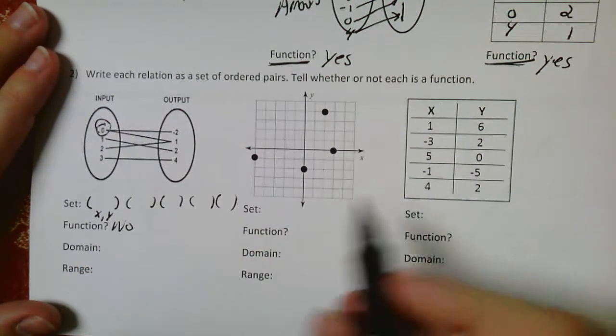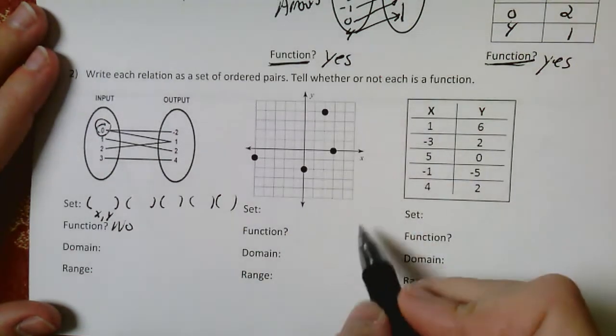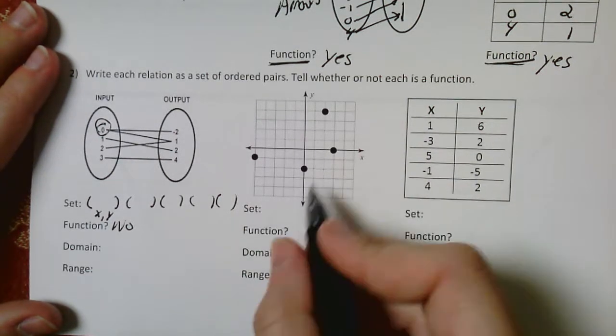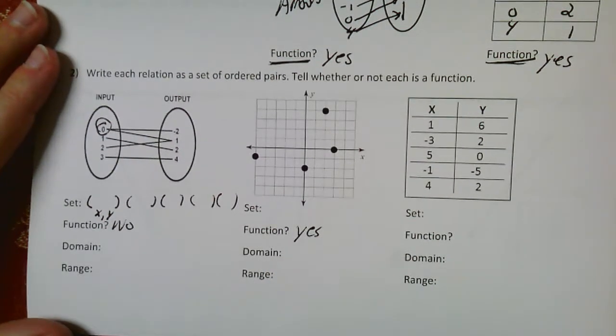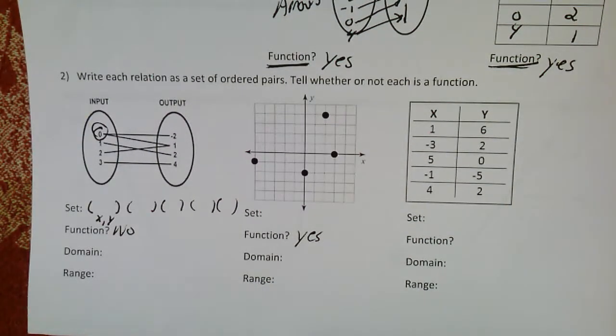For the second one, do the vertical line test. Does it fail the vertical line test? That's no, it doesn't fail the vertical line test, so it is in fact a function. If it fails, if it ever fails, that's when it is not a function. You failed the test, you are not a math student, something like that.